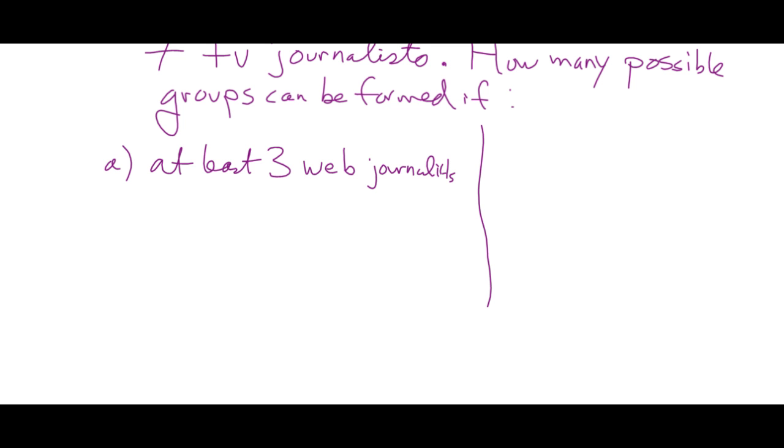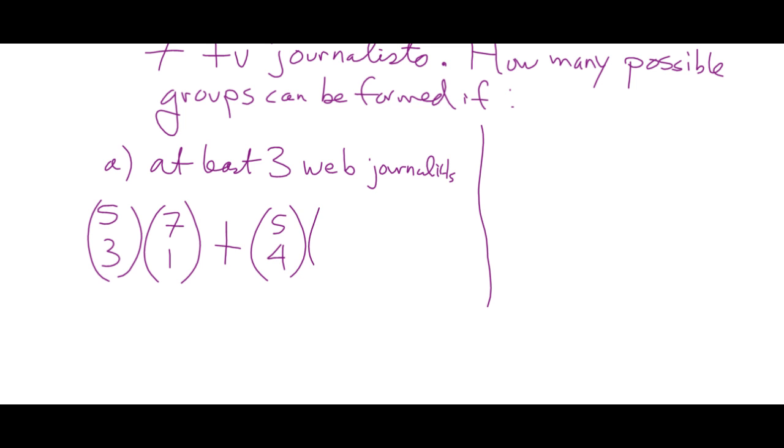Okay, so at least 3 web journalists. So we can have 3 web journalists. We have 5 from which to choose. If we do that, then how many TV journalists do we need? We need 1, because there are 4 to be chosen from a group of 5 and 7, which is 12. Or, 7 choose 0. You don't need to write the 7 choose 0. I kind of like to because it shows me that I've at least taken into account TV journalists. Okay, and you work that out, right? I don't even care what the answer is.